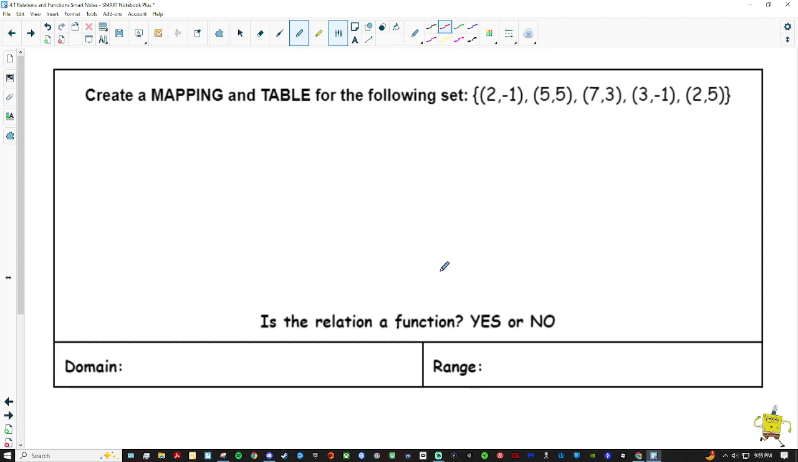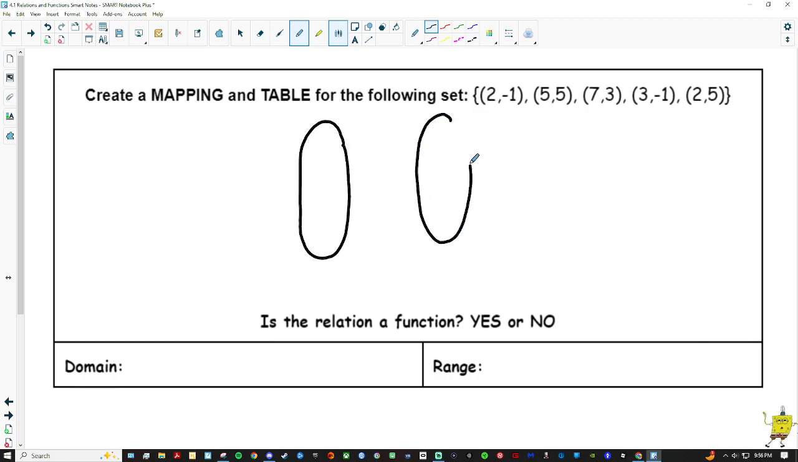Okay, now let's create a mapping. We are given 1, 2, 3, 4, 5 points, and we are going to create a mapping and decide if this is a function or not. Okay, so here are going to be my x values, and here are my y values. So my x values all go on the left. My y values all go on the right. This is my domain. This is my range.